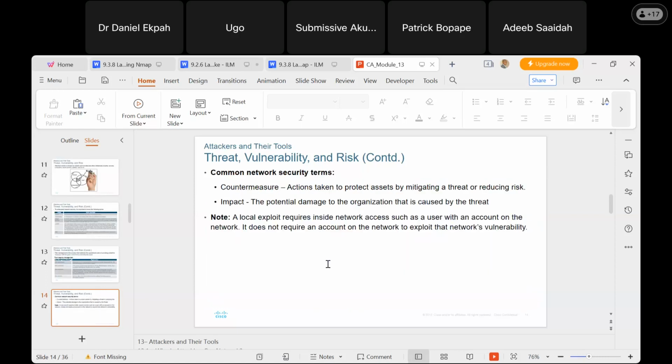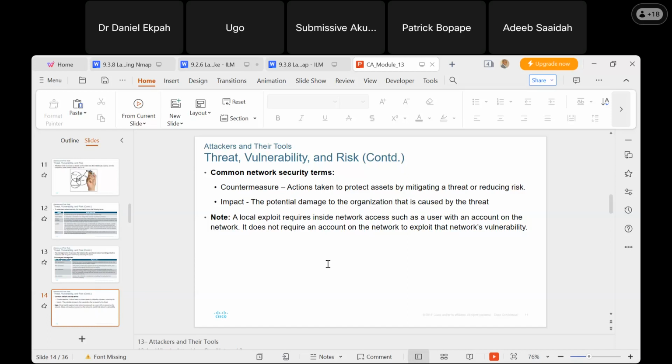So we have common network terms when it comes to threat, vulnerability, and risk. One of them is countermeasures. These are actions taken to protect assets. Remember, these assets we're talking about are your data and your intellectual property, protected by mitigating the threat or reducing risk. The impact here is the potential damage to the organization that is caused by the threat.